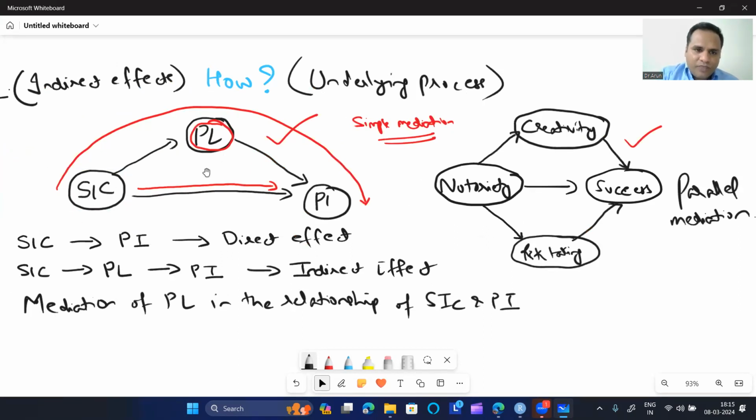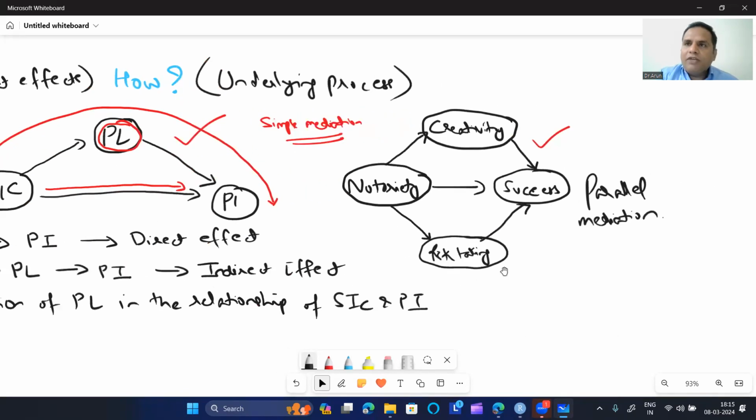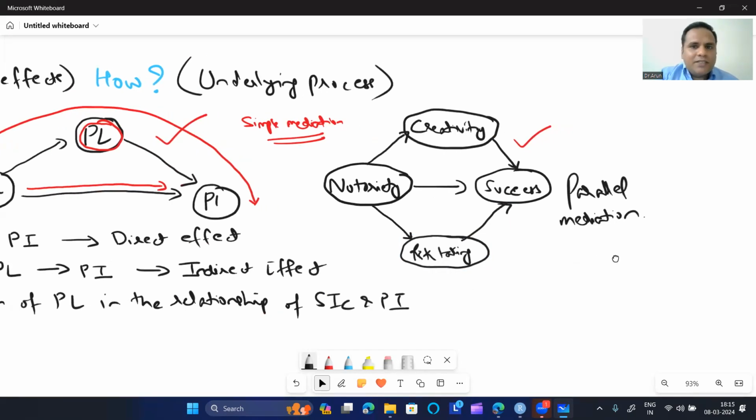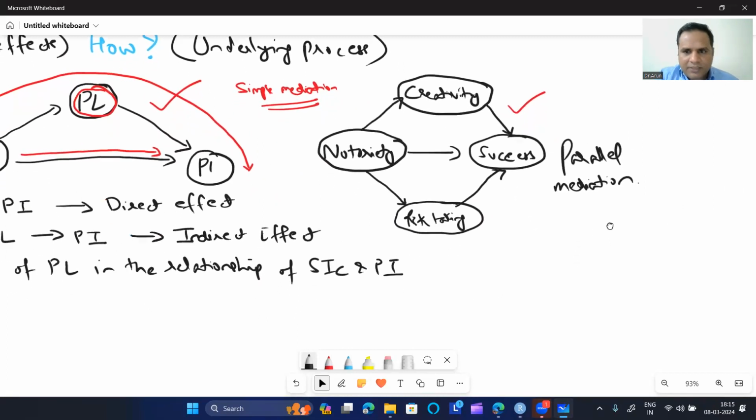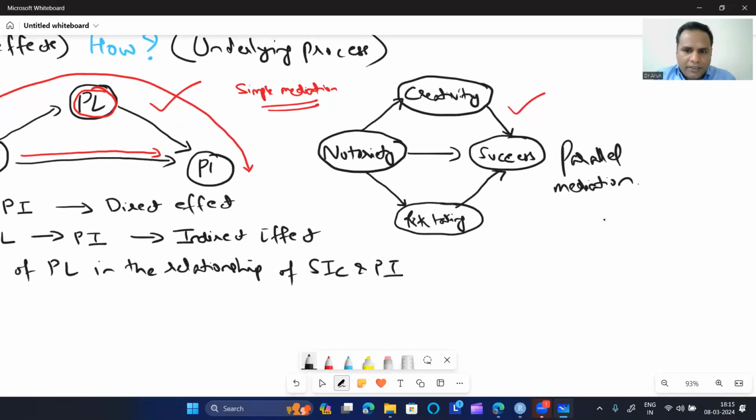So now here you can see before you that the self-influencer connection, perceived liking and PI is a case of a simple mediation. And now here you have a different model where there are two mediators and they are parallel to each other. So creativity and risk taking are parallel to each other in a geometric sense. So you call this a case of a parallel mediation. Now please understand there are basically three kinds of mediation. One is simple mediation, one is parallel mediation, and the third is serial mediation.